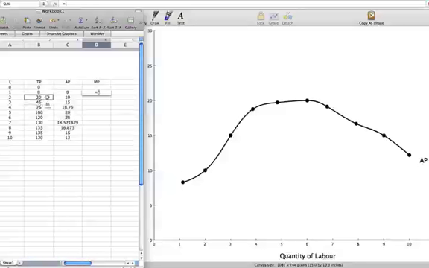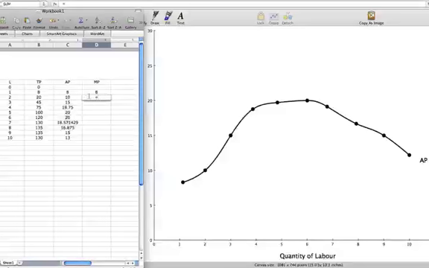So our total product initially goes from 0 units to 8 units. So we do 8 minus 0 divided by the change in labor. Well, we added one worker, so our labor is 1 minus 0. And we get our marginal product of 8.